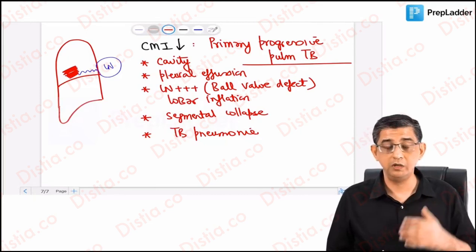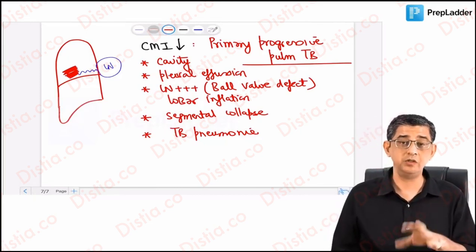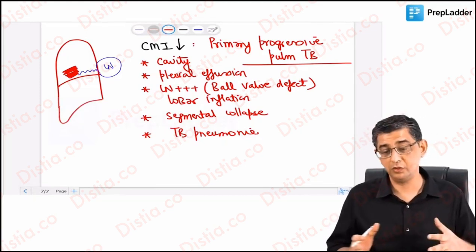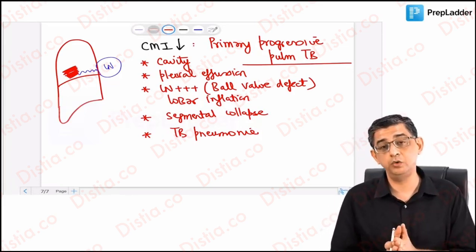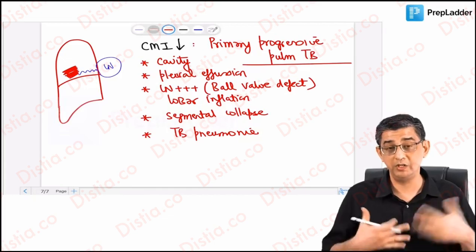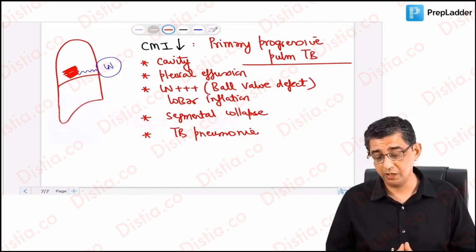and these terms like lobar inflation, segmental collapse can occur, and that depends on the mass effect of the enlarged lymph nodes. If it is going to completely occlude the airway, there would be segmental collapse. If it partially occludes the airway, allowing air at least to go in because the diaphragm is powerful, then there could be a lobar inflation developing in the patient as well.